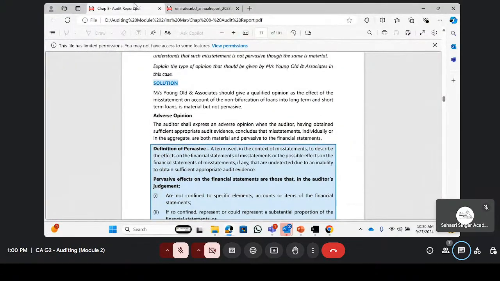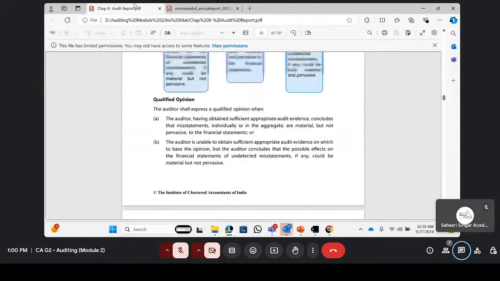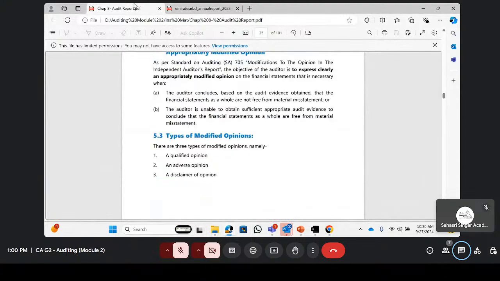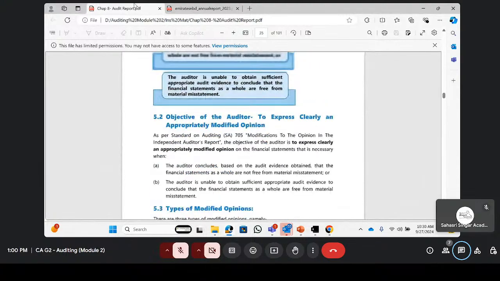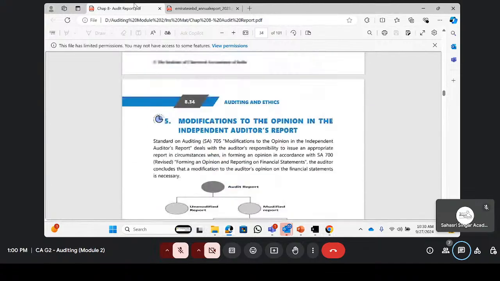Now, even if it takes some time, at least in the next class it will be easy topics only. I want to give you a much more detailed explanation on this auditor's report.